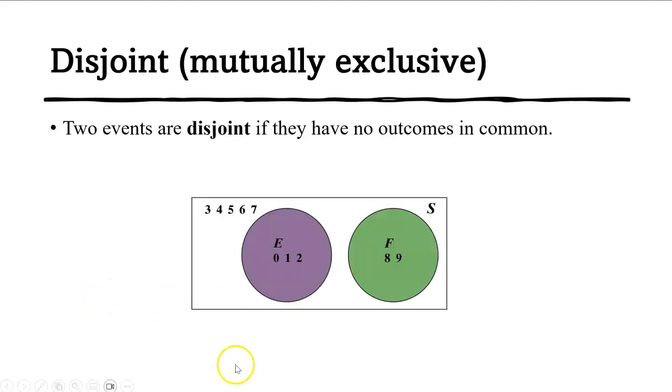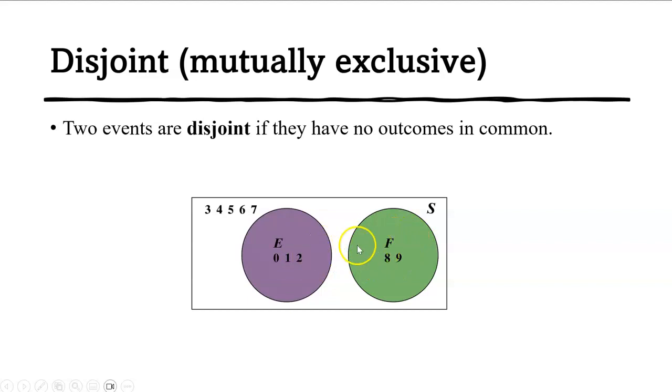All right. And here's a little Venn diagram. So this is a Venn diagram that shows our sample space. So S stands for sample space. Everything inside of here is in our sample space. So 0, 1, 2, 3, 4, 5, 6, 7, 8, 9 are all in our sample space. But then we have some subsets of the sample space. The first one is E, second one is F. E has 0, 1, 2 in it, and F has 8 and 9.